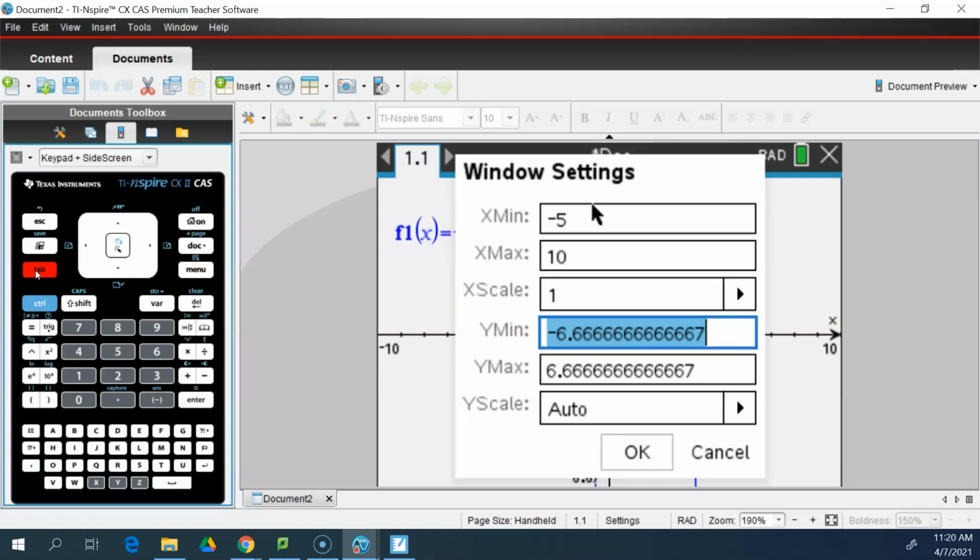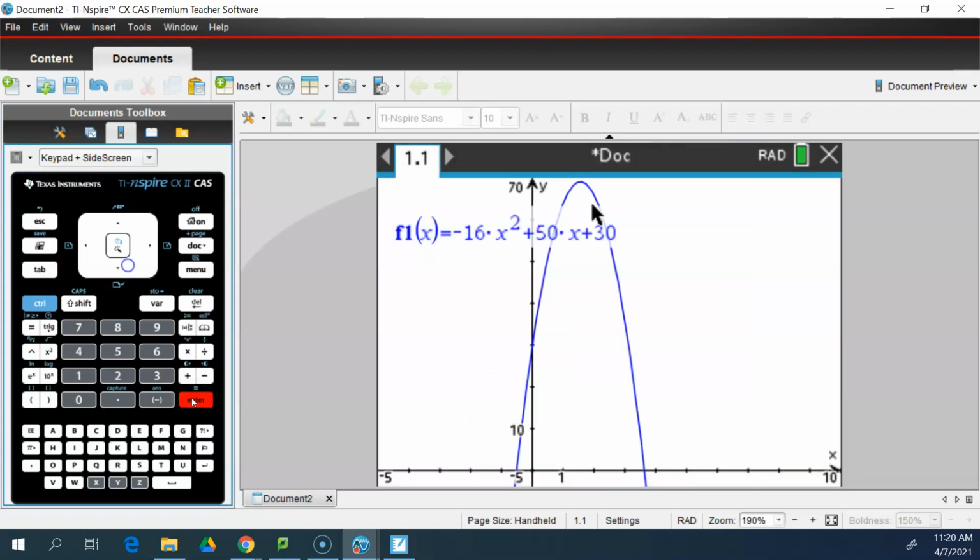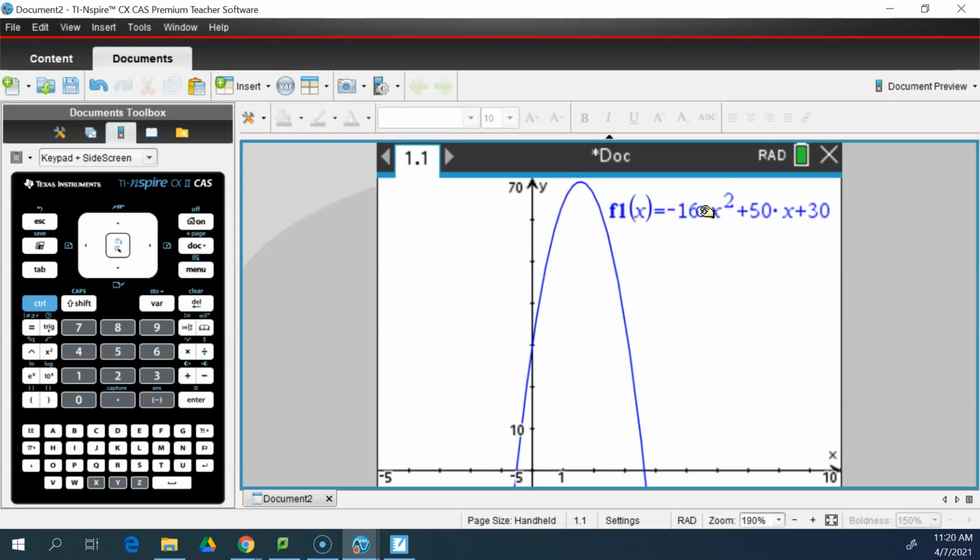Y's here now. How high do you think that ball will go? Remember, we start 30 feet up. How high do you think that ball's going to go up? 70 feet? Okay, so we would put 70 then as our maximum, and I'm going to go by tens. So that's an applicable window. And we get that? Yeah, I would agree. 70 feet works because we can see the top of our function. Yes?